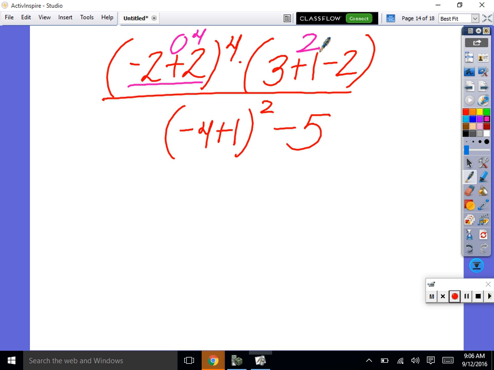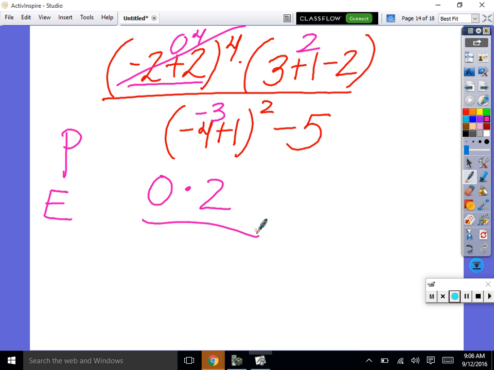Let's do under here, you simplify in parentheses first. Negative 4 plus 1 is negative 3, correct? Okay, so parentheses, we did please. Now it's excuse. Exponents come next. So we have 0 to the 4th power, which is 0. And then we're timesing, so we took care of that. Timesing 2. And on bottom, we take care of exponents first.